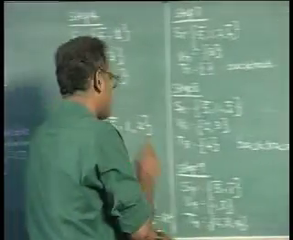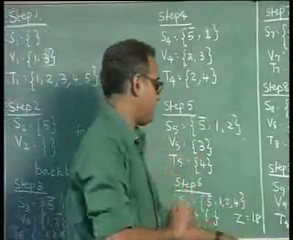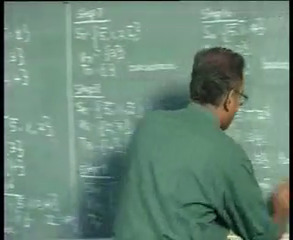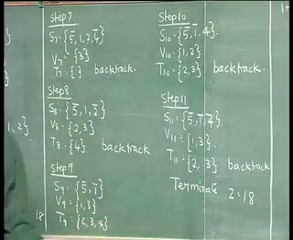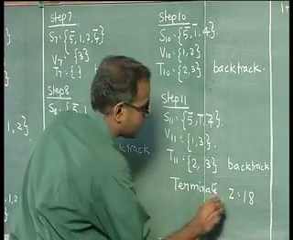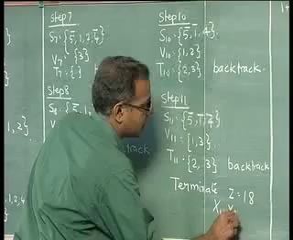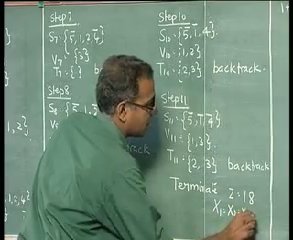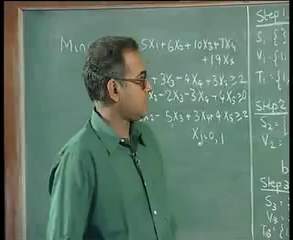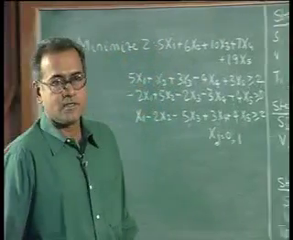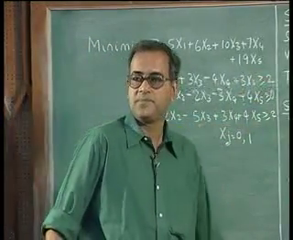And the best solution that you have got is the optimal solution. So, you have z equal to 18, z equal to 18 with x1, x2 and x4 equal to 1. So, this is how this algorithm works.